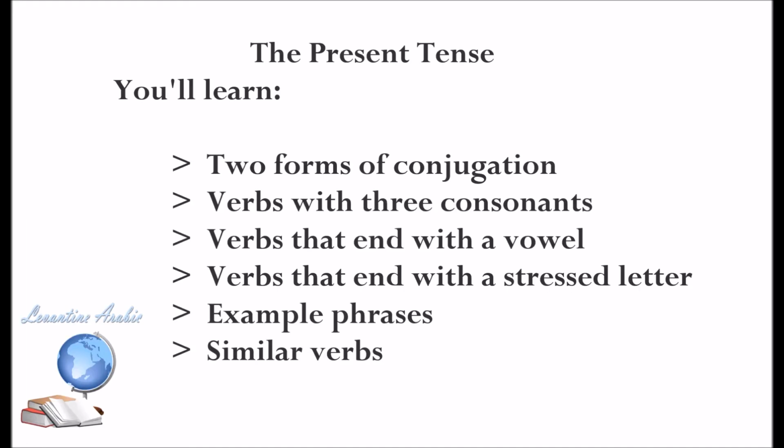In this video, you're going to learn how to conjugate verbs in the present tense. We have previously covered two irregular verbs, the verb to want and the verb to have. You can check those videos out if you like. In this video, we're going to cover the present tense, and the patterns you're going to see here can be applied to most verbs. We're going to discuss two forms of conjugation that are used in Levantine Arabic.